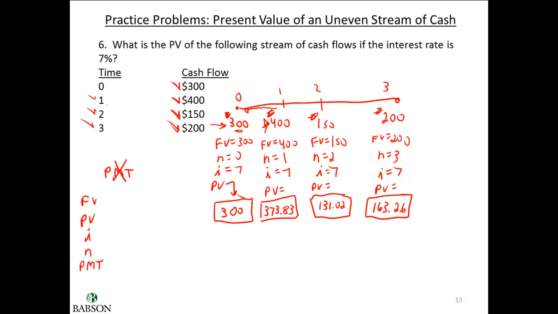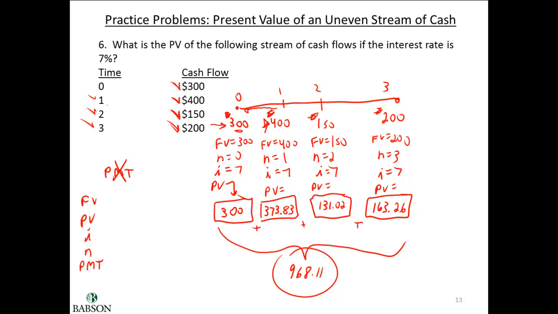So now what we have represents what each of these cash flows is worth today. But we want to know the total, so we need to add them up. So 300 plus 373.83 plus 131.02 plus 163.26 gives us 968.11. And that's our final answer.